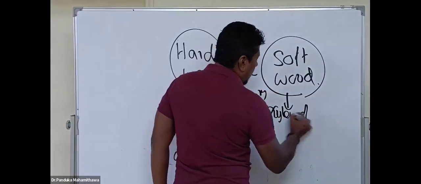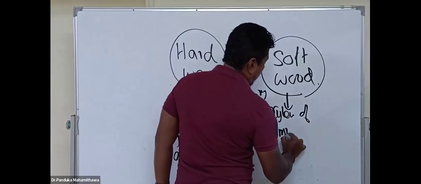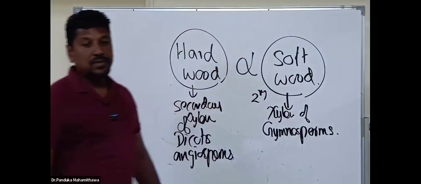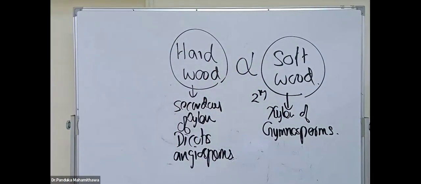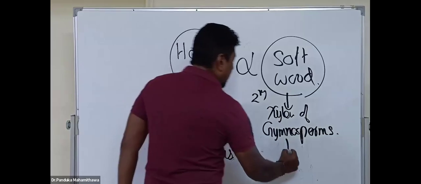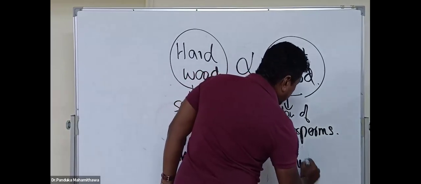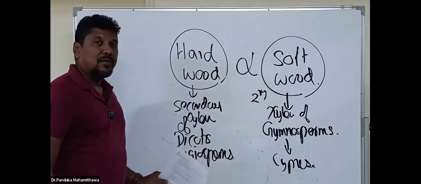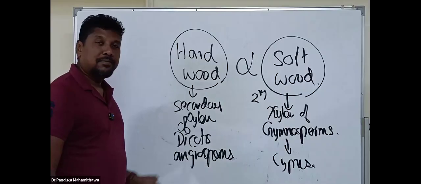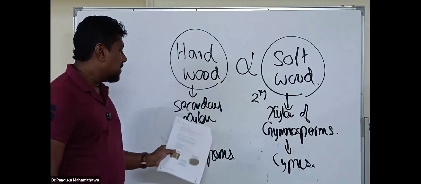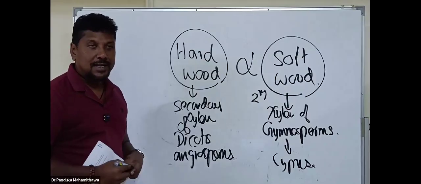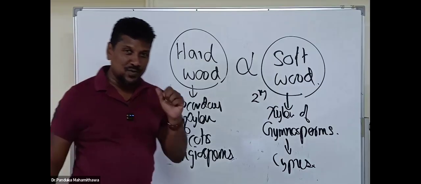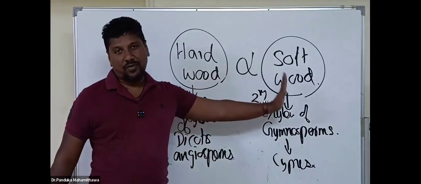Softwood means the secondary xylem of gymnosperms. Secondary xylem of the gymnosperms is known as the softwood. For example, cypress trees, right? And all the other plants such as mahogany, teak, jack, mango, they have the hardwood, meaning the secondary xylem of the dicot angiosperms, right? Again, two definitions today, two words, hardwood and softwood.